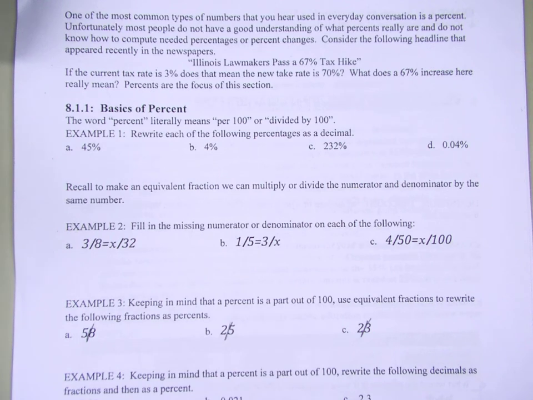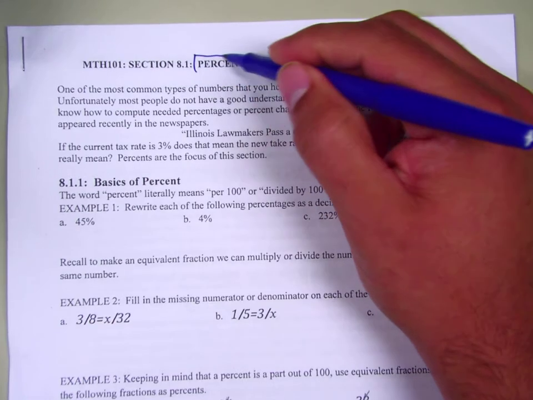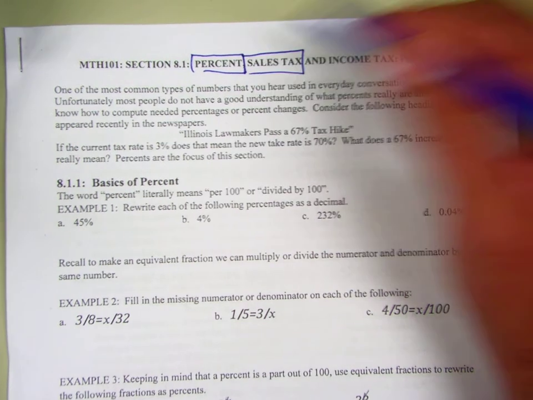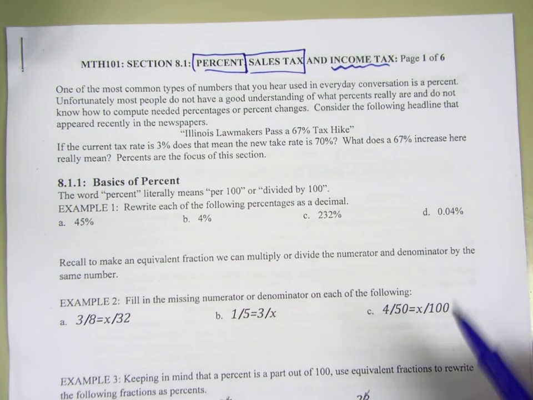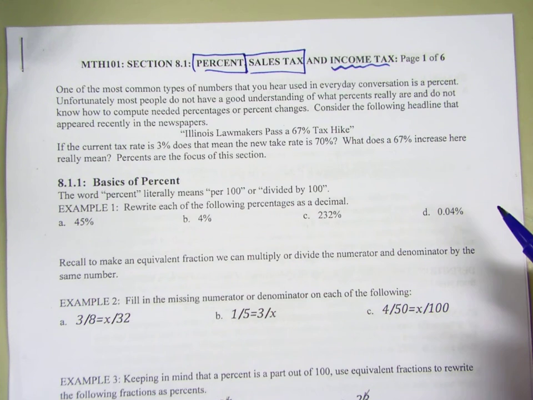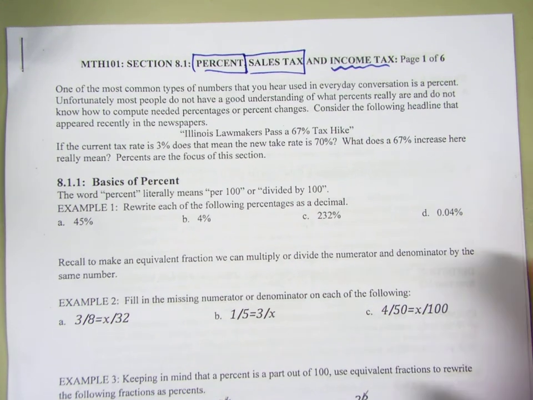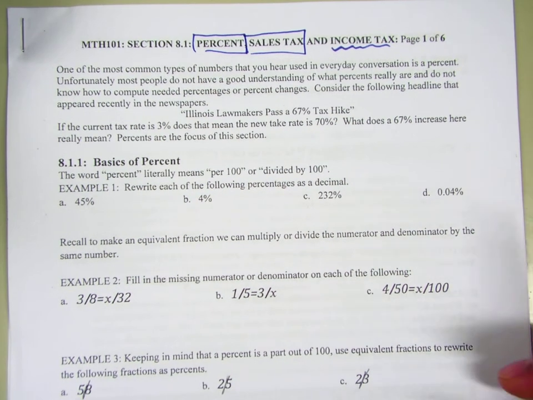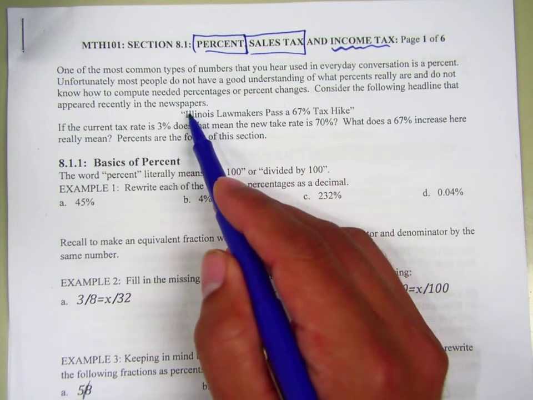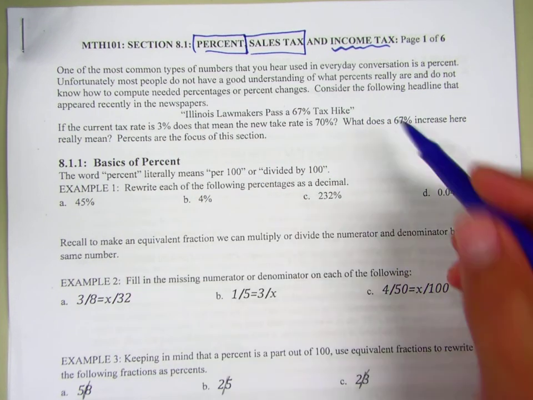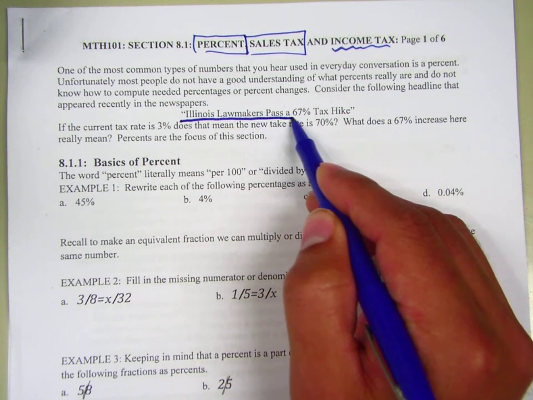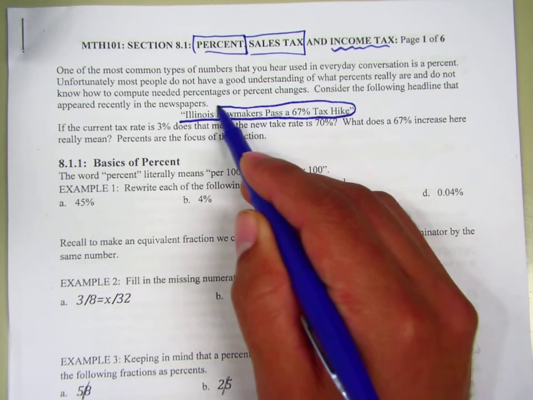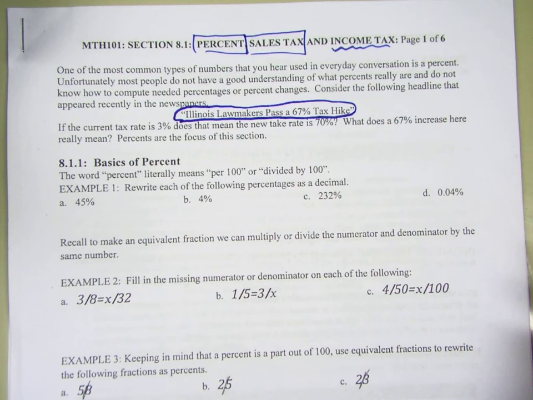All right, so for 8.1, we are going to talk briefly about percent, briefly about sales tax, and then focus a bit of time on income tax, because you're probably not familiar with how that works, so we'll do that. But one of the things that's nice in this section to understand is that, here's an example. This is an old example, but a lot of politicians try to spin things a certain way. Okay?